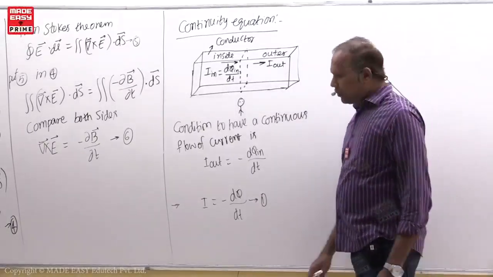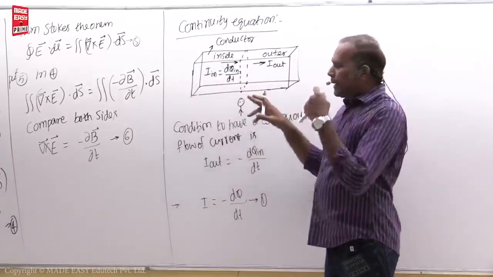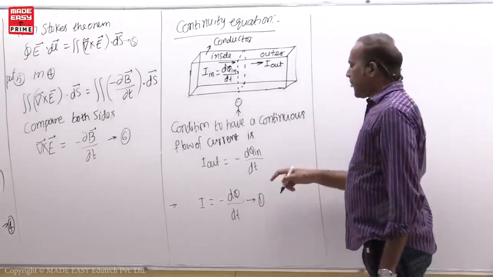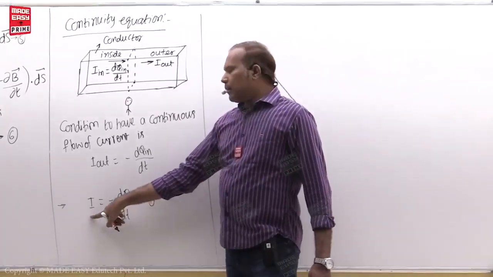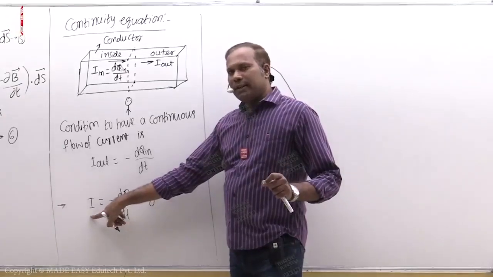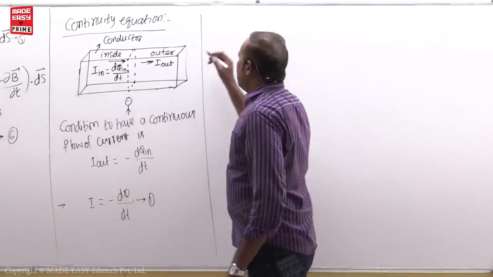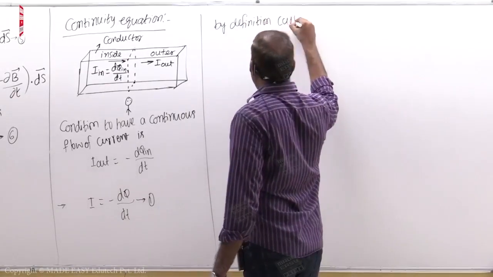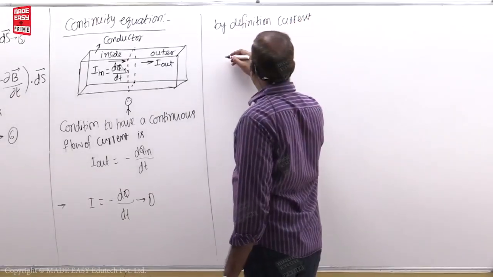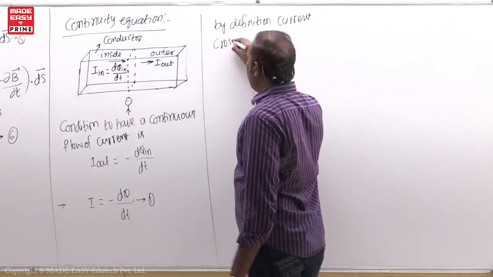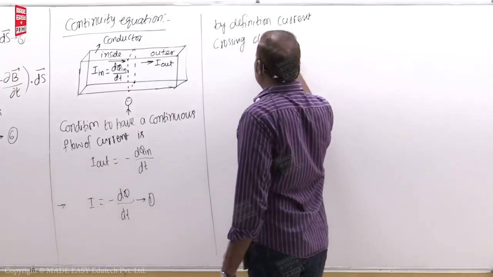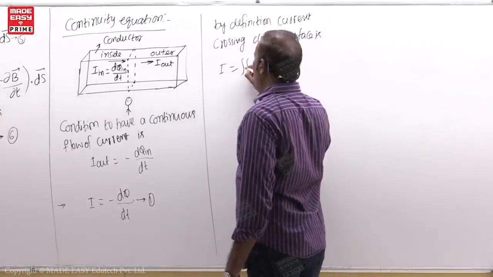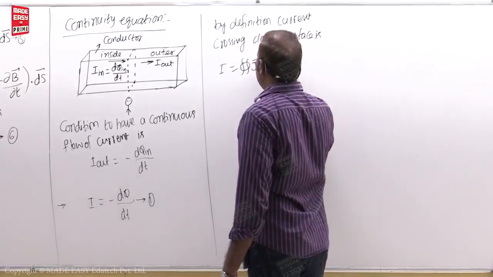Dear students, I told you 6 surfaces are there. That means that is a closed surface. So you students know the current definition in terms of closed surface when J bar is given. By definition, current crossing a closed surface is I is equal to double integral J bar dot ds bar.